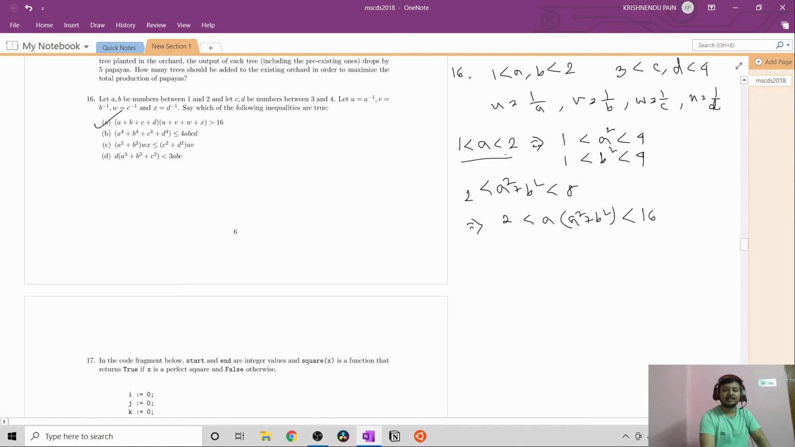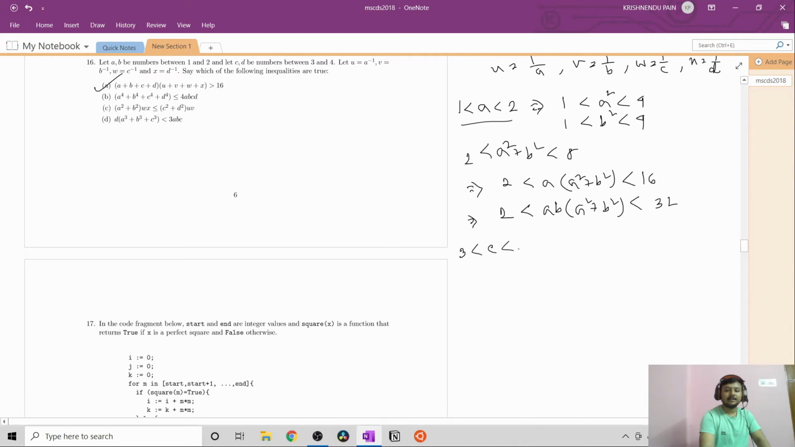Similarly, B has the same condition, so multiplying that condition, we'll get 2 less than AB, A square plus B square less than 30. Similarly, 3 less than C less than 4, so we'll get 9 less than C square less than 16, and 9 less than D square less than 16. Add these two, get 18 less than C square plus D square less than 32.